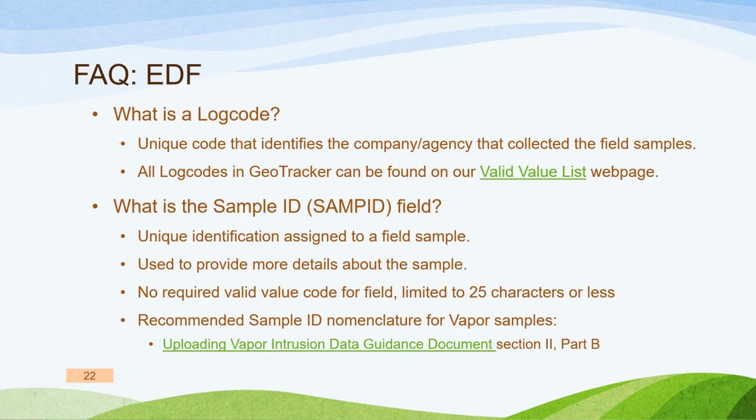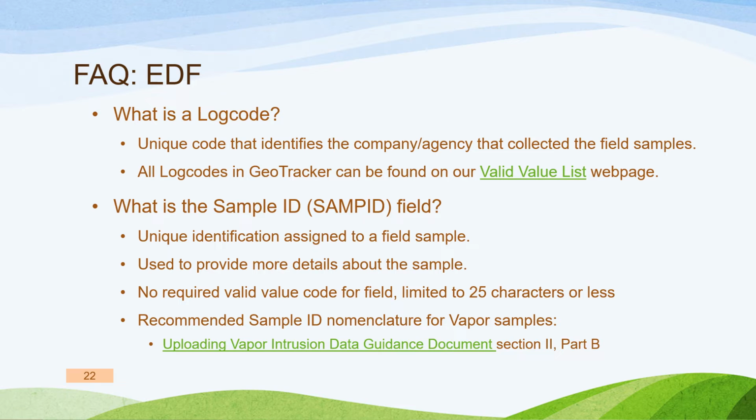So some common questions about the EDF file is, one, what is a log code? That represents the company or agency that collected the field samples. Our entire list of log codes can be found on our valid value list webpage. Just note that if it's not listed on there, please contact the Enable Inc. EDF help desk, and they can set your company up with the code if it's not listed there already.